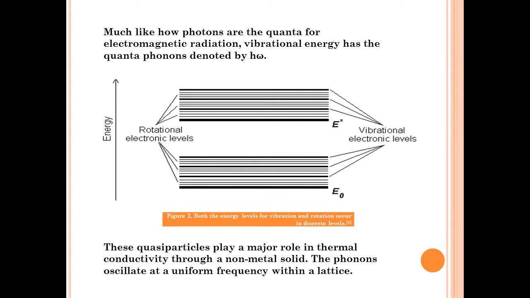Phonons are similar to photons in that they contain packets of energy. A photon differs from a phonon in that it is a quanta of electromagnetic radiation, not vibration. While photon energy is given by h nu, or Planck's constant times the frequency of the photon, a phonon's energy is given by h omega, or Planck's constant times the frequency of the phonon.